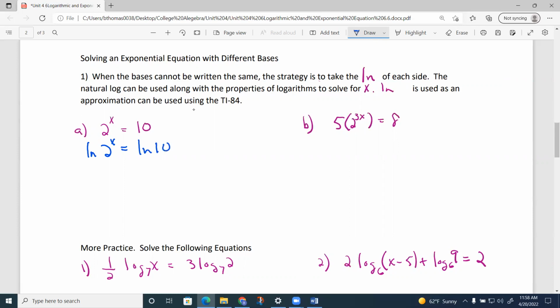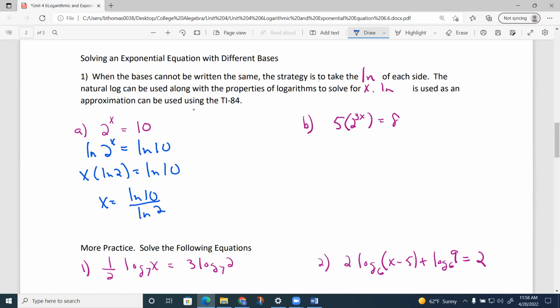So this problem turns into this problem. What happens is x then becomes an exponent. But since I'm doing logs, we know that the property of logarithms says the exponent can become a coefficient. So I have x times the natural log of 2 is equal to the natural log of 10. Now I can solve this by dividing both sides by the natural log of 2. So x equals the natural log of 10 divided by the natural log of 2.